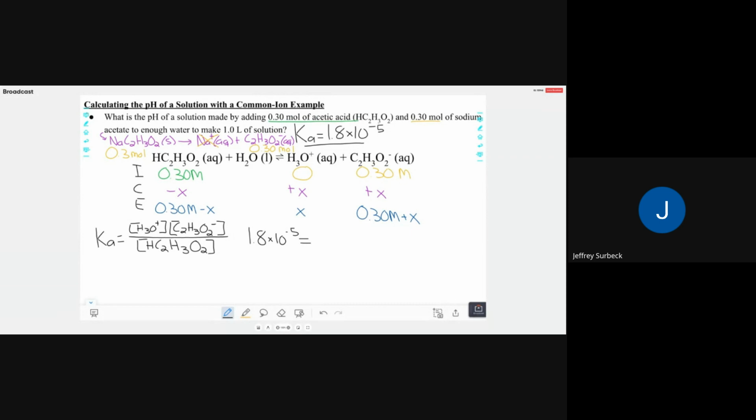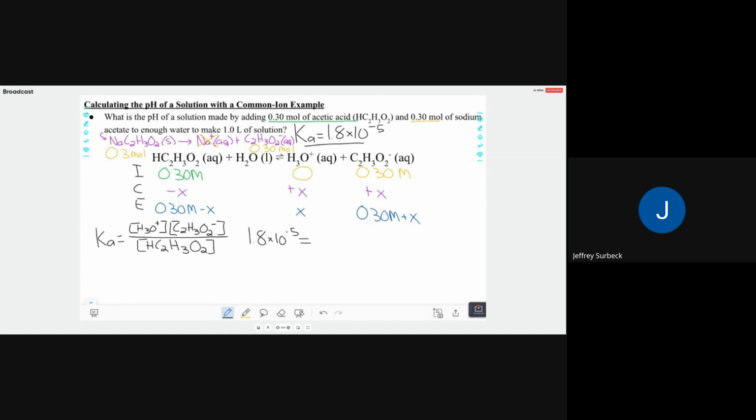So somebody remind me, what would we have to do to make sure that we can get rid of those? Multiply the K by 100 and compare it to the initial amount. Perfect. Now, I'm going to do that in my calculator. Is everyone okay if I don't write it down? All right. So if we multiply our Ka by 100, I take 1.8 times 10 to the negative fifth times 100, and I get 0.0018.